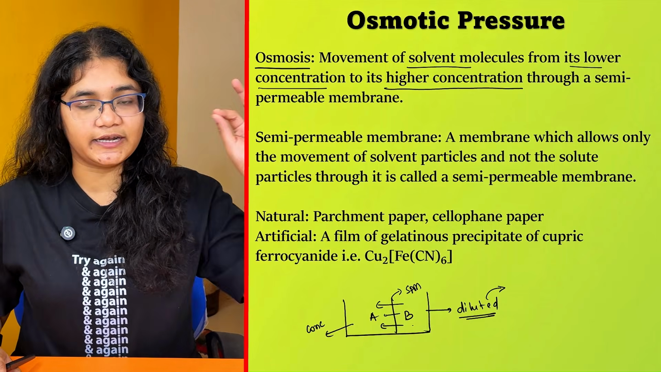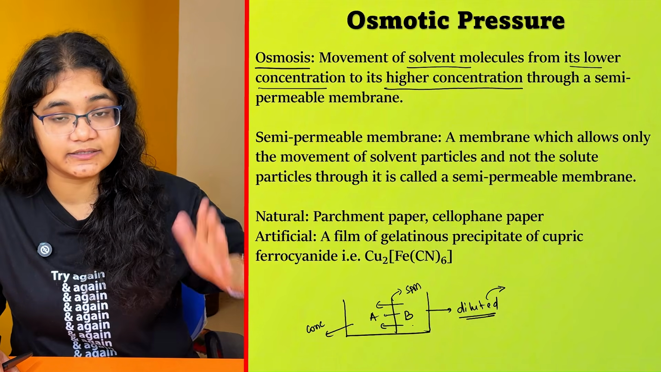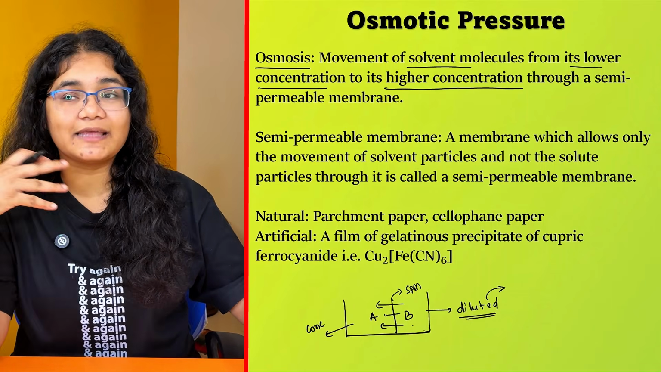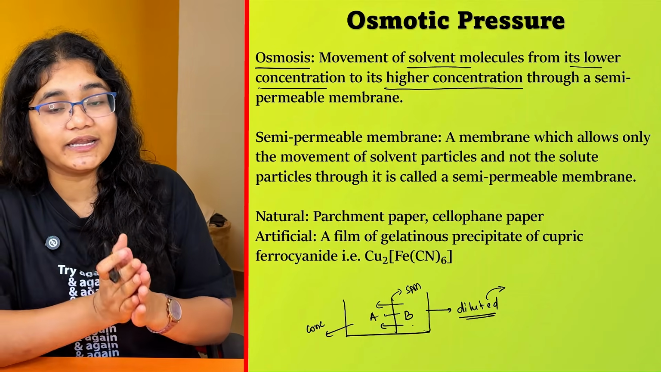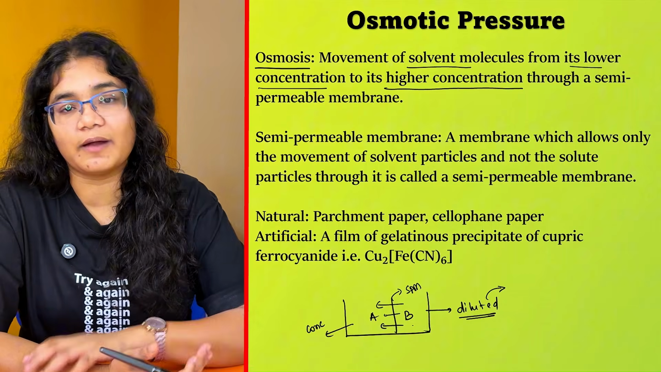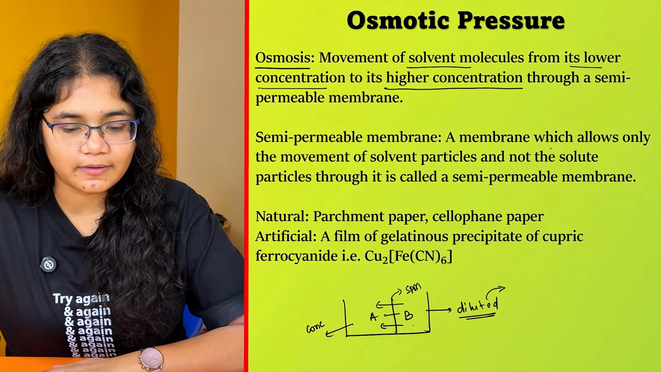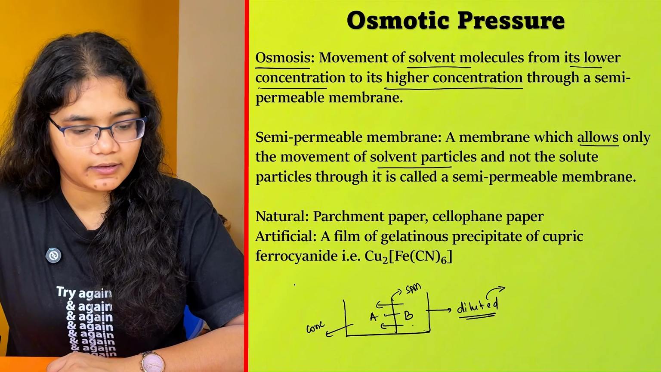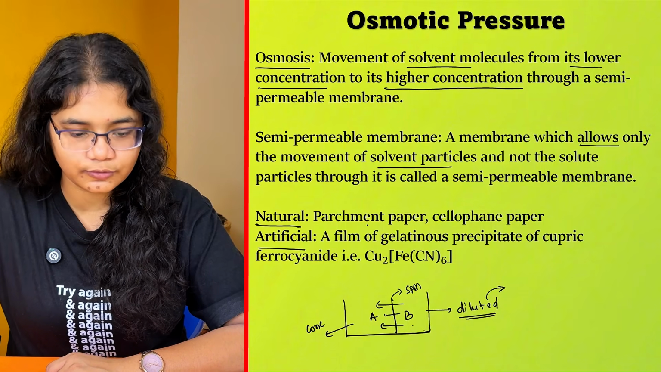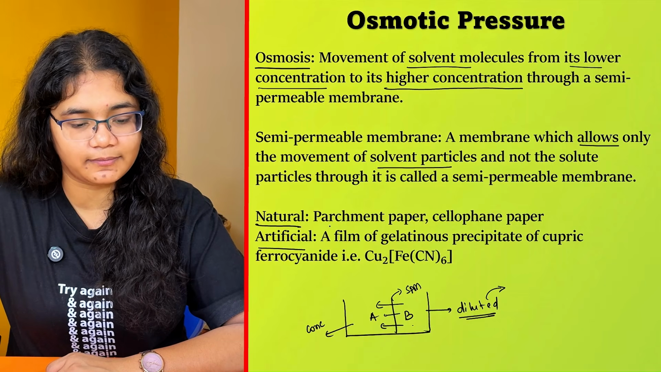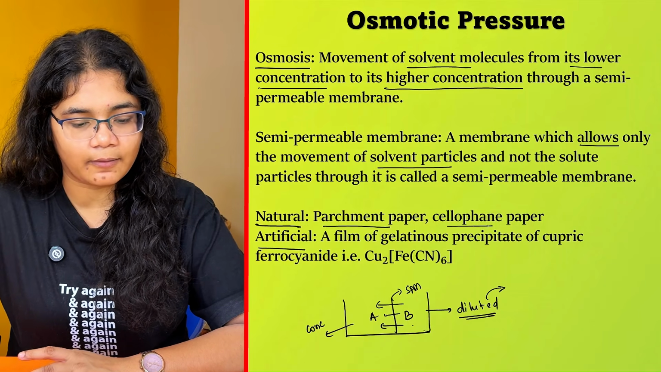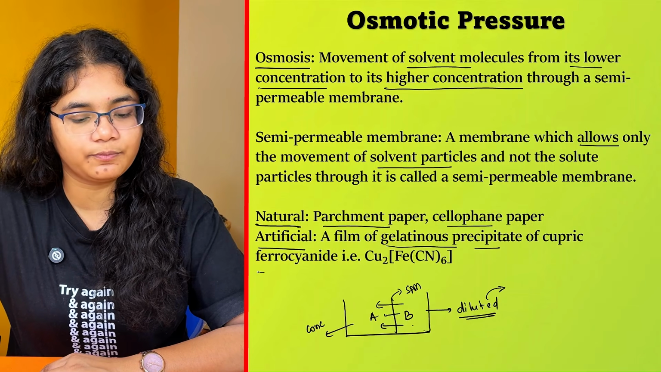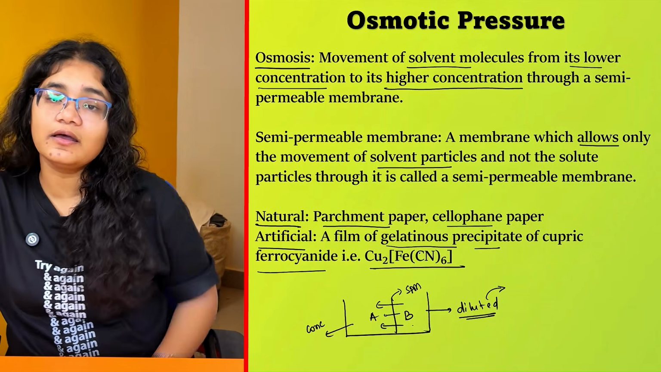Okay, so what is osmosis? It is the movement of solvent particles, not solute particles, from a diluted solution to a concentrated solution through a semi-permeable membrane. Now why do we call it a semi-permeable membrane? Because it allows only the solvent particles to pass and not the solute particles. Now this semi-permeable membrane can be natural or artificial also. Examples of natural semi-permeable membranes are parchment paper, cellophane paper, etc. And for artificial, it is a film of gelatinous precipitate of cupric ferrocyanide. This is what we prepare in the labs.